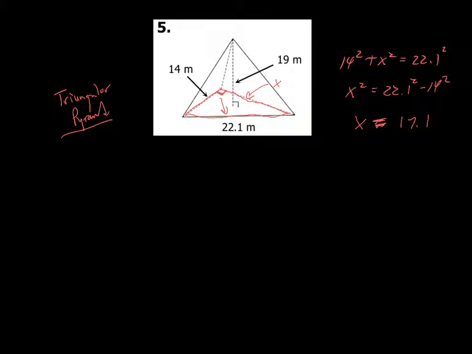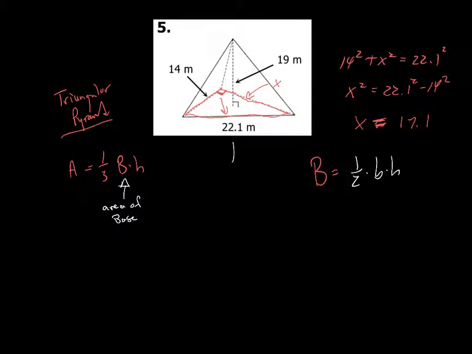Okay, so now big B in my 1/3 base times height formula, right? That big B is going to be the area of the base. And the area of the base is a triangle. So that's 1/2 times base times height of this triangle at the bottom, the base, which is 1/2 times 14 times 17.1. Okay, that's your big B. That's going to yield us an answer of approximately 119.7.